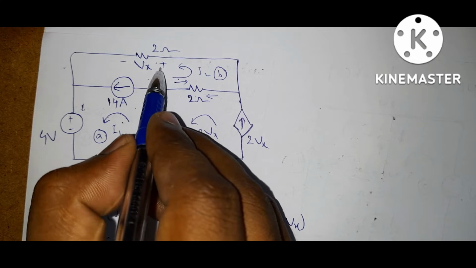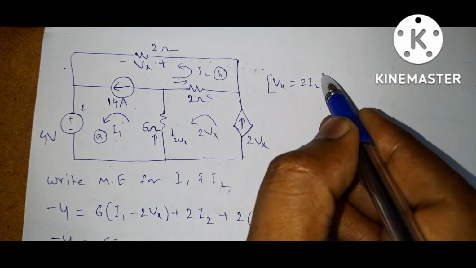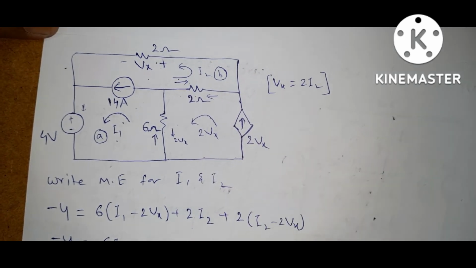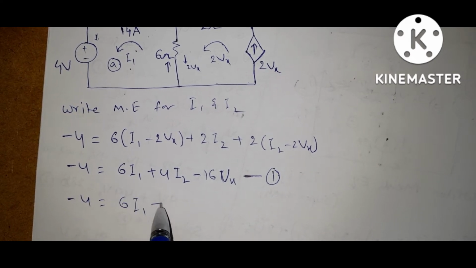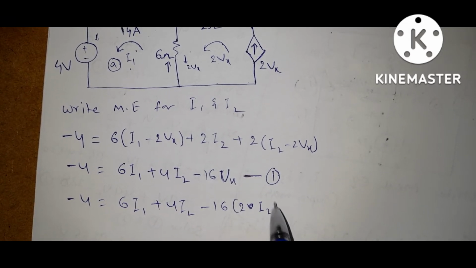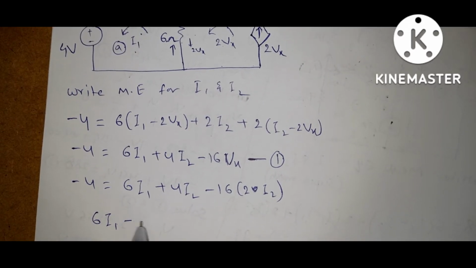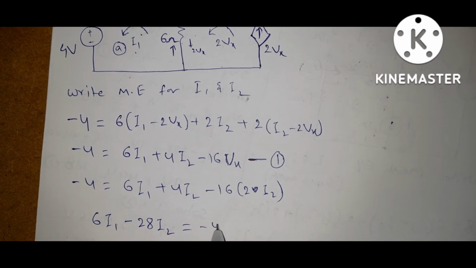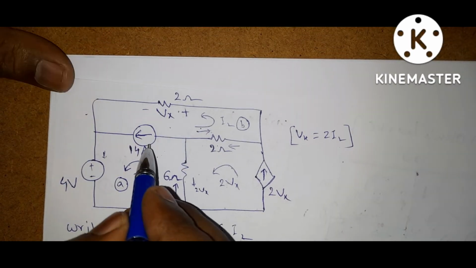From this loop, what is Vx? By Ohm's law, Vx is equal to 2I2. Substitute this value in equation 1. So you will get -4 is equal to 6I1 plus 4I2 minus 16 into 2I2. So this is 6I1 minus 28I2 is equal to -4. This is equation 2, already here we have 1.